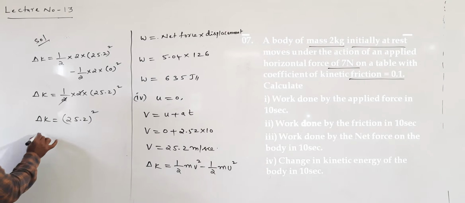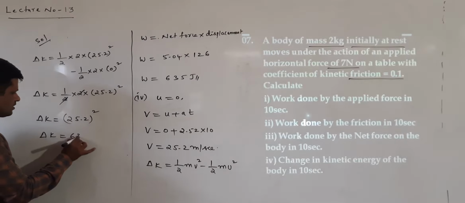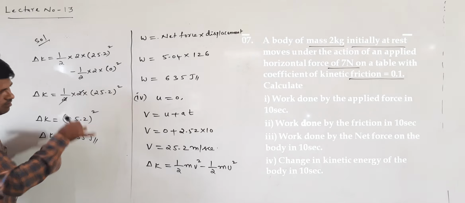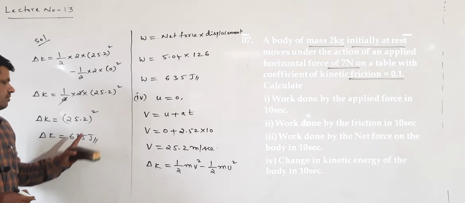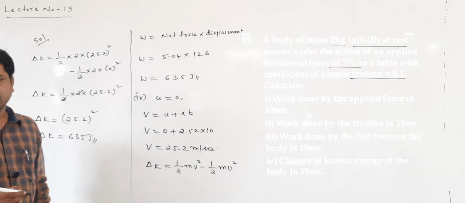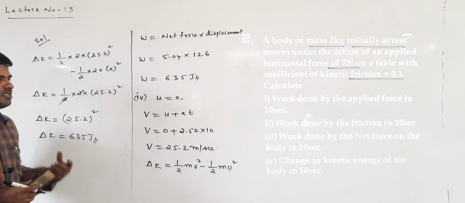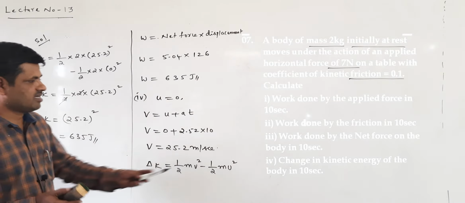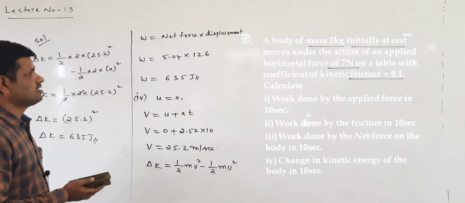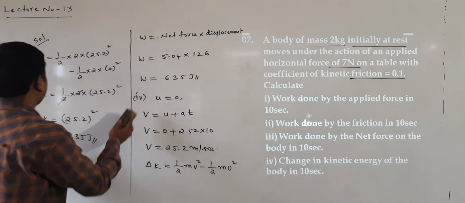25.2 whole square near about we are getting 635 joules. This is the change in the kinetic energy in 10 seconds. This is the 7th numerical.